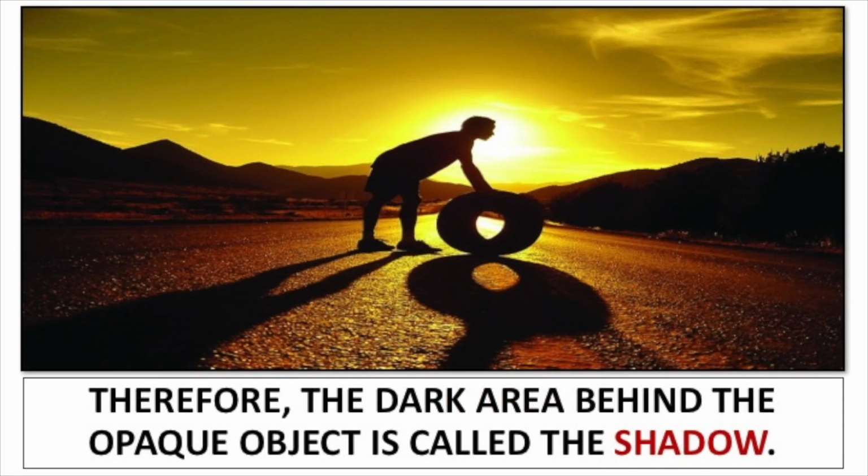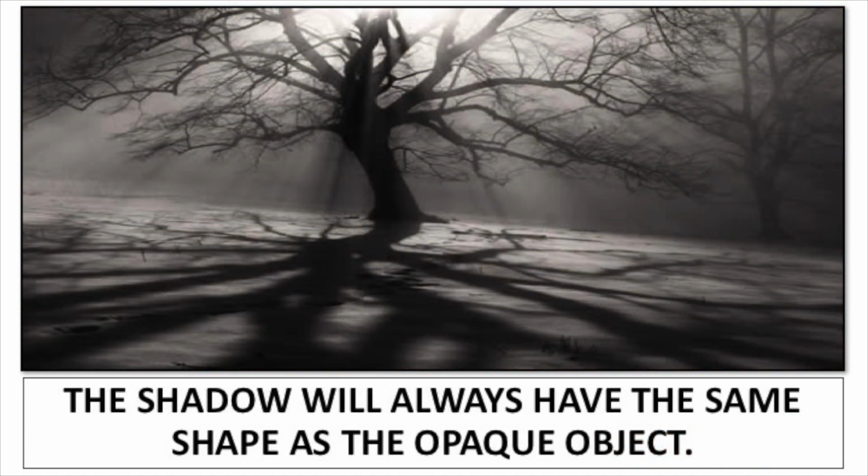Therefore, the dark area behind the opaque object is called the shadow. Yes, you see here, the person and the tire, they are opaque objects. The sunlight cannot get through. So what we've got is the shadow of the opaque objects behind. The shadow will always have the same shape as the opaque object.